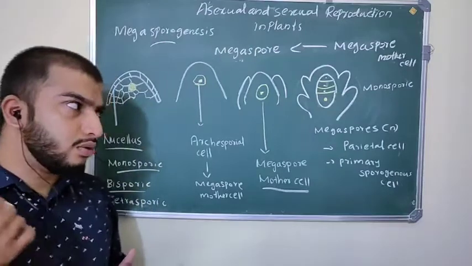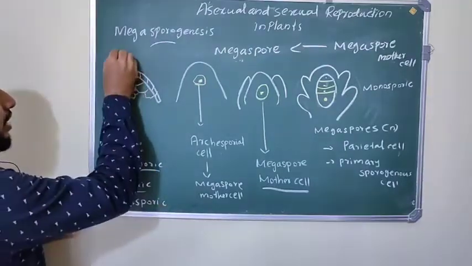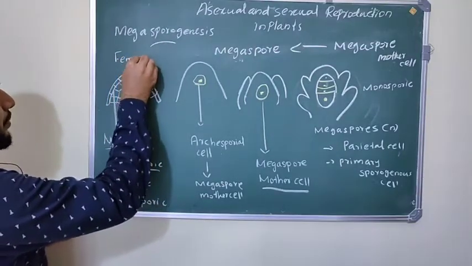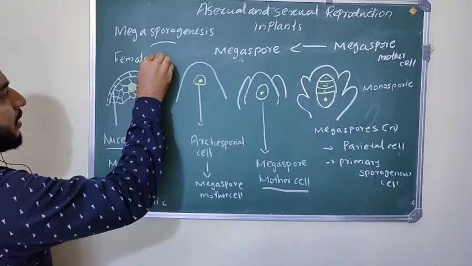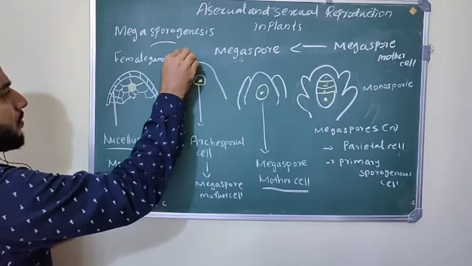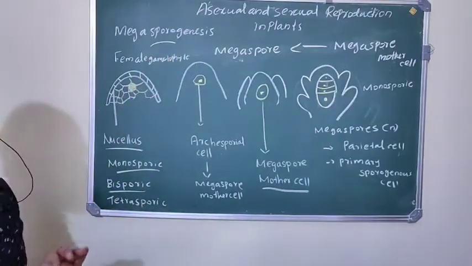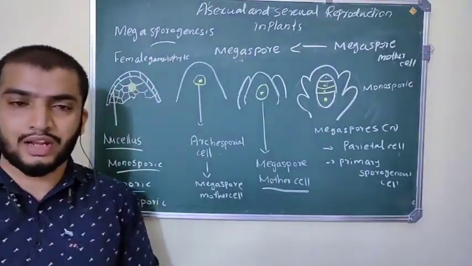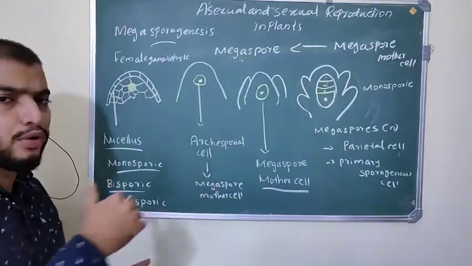The embryo sac is also called the female gametophyte. Keep that in mind: the other name of the embryo sac is the female gametophyte. This is how the embryo sac develops.